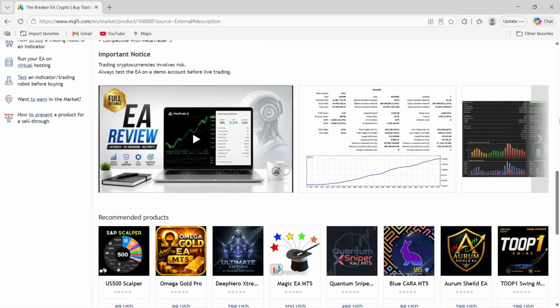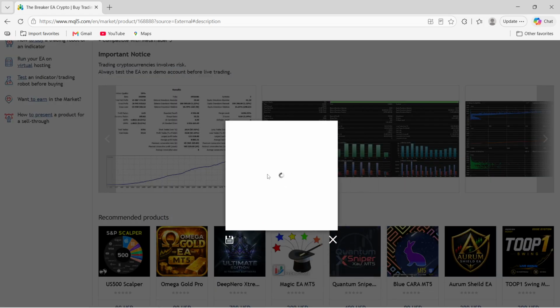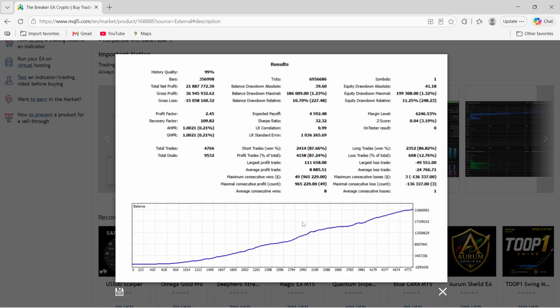So let's take a look at some of the screenshots here on the page. You can see the results. Right, as you can see, if you take a look at the equity curve, you can see how it moves. Starts off kind of slow initially, but then over time, it kind of moves sharply in like a 45-degree angle to the upside. So it looks like a very good performance overall. But we're not just going to take it at face value. We're going to take it through our own personal backtest and see if that actually holds up.